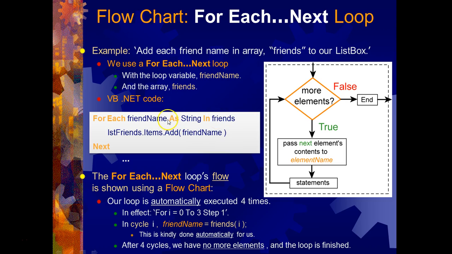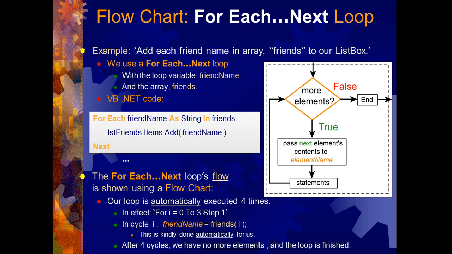So for each, let's just call this X. For each X in friends, and then add the first one, the second one, the third one. It's going to keep going through this loop until it exhausts the friends list, or the friends array. So it's going to go to the 0th element of friends, and then the first element of friends, and second and third, as we called them, and fill them in the list box.